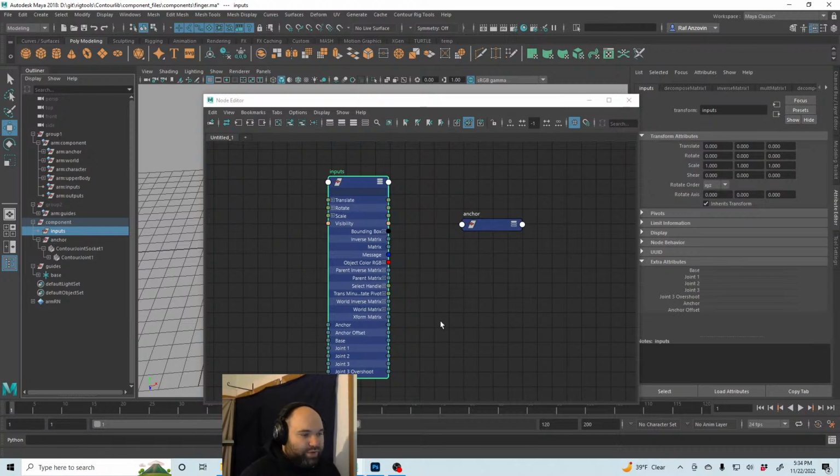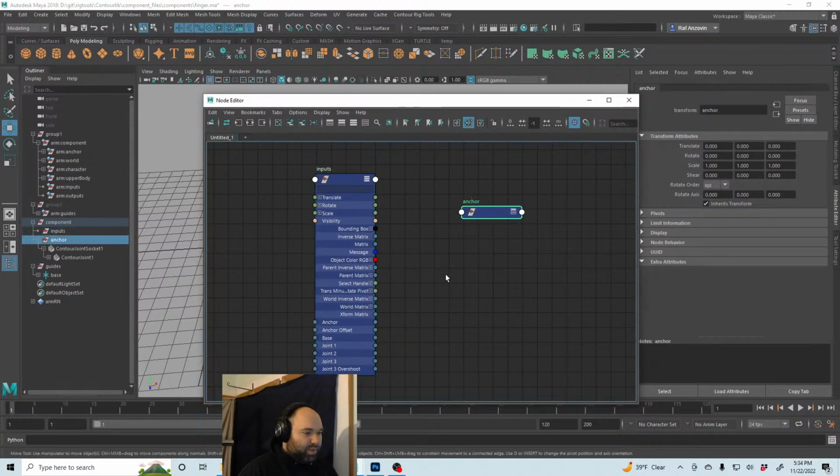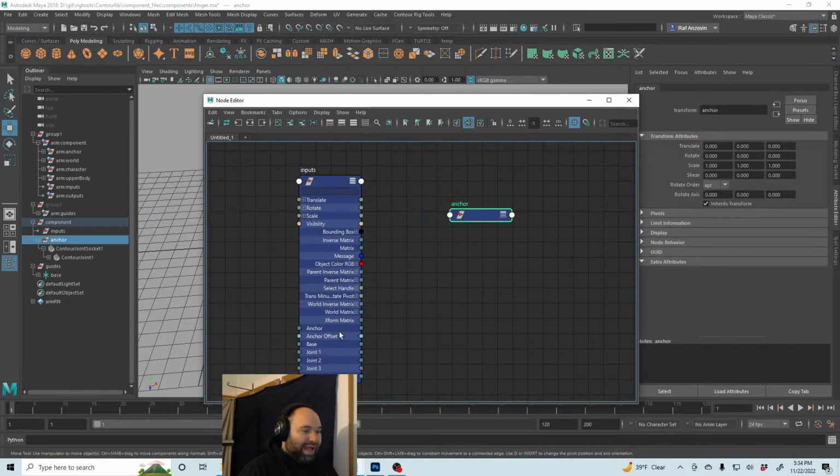Here's our anchor and our anchor offset. So, our anchor, what's going to be plugged into this input, is going to be the current, potentially animated, and therefore not in bind pose, location of the matrix of the thing you're parenting it to. In this case, it would be the output from the hand, right? Anchor offset has to be what the input to the hand would be, right? The guide that's driving the hand itself.